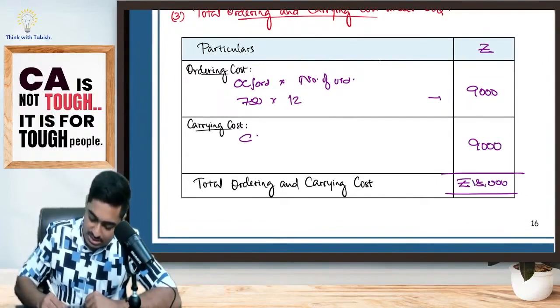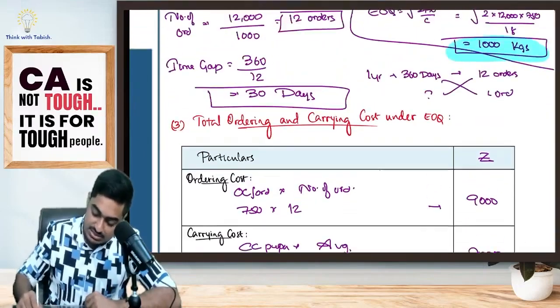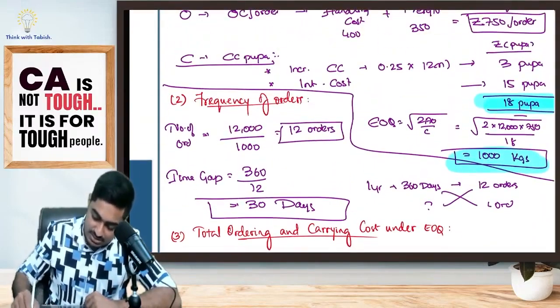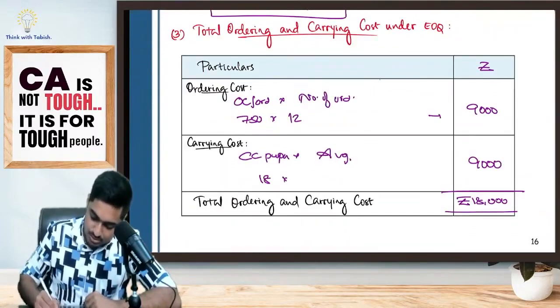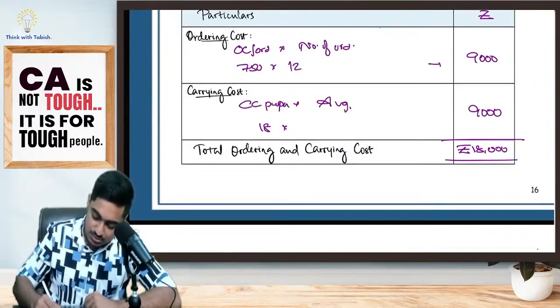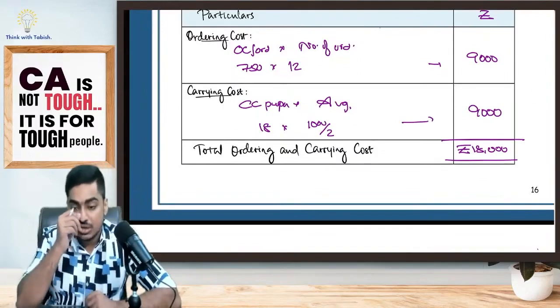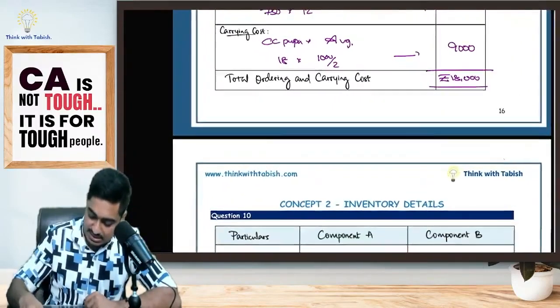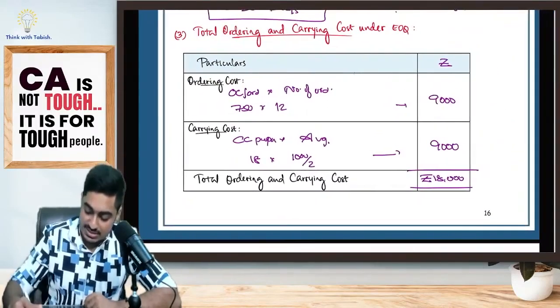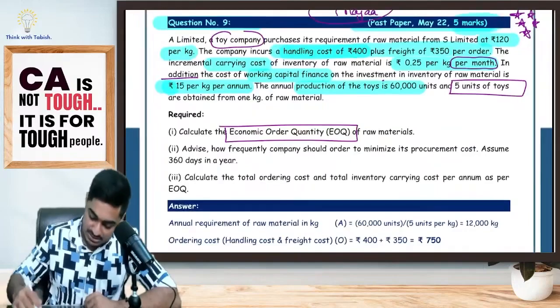18,000. It is carrying cost per unit per annum into average inventory. Yes, carrying cost per unit per annum here is 18 into average inventory, which is EOQ 1000 divided by 2, so 500. Again it will be 9,000 only. Is this clear, everyone? So let us compare the answer also, pay attention.